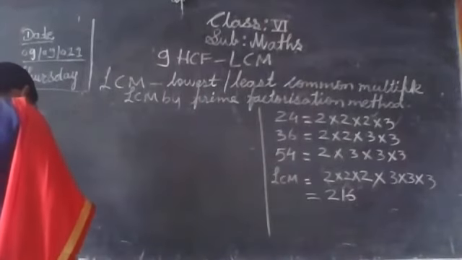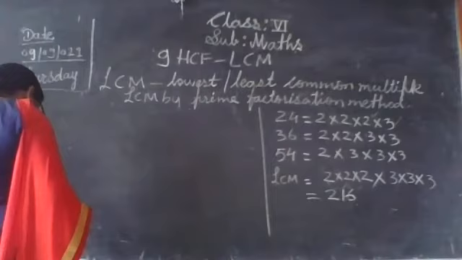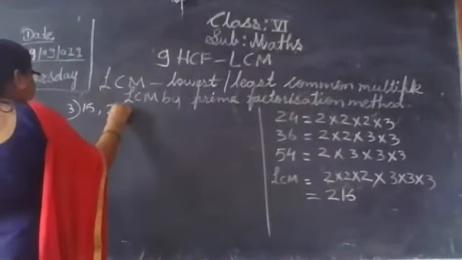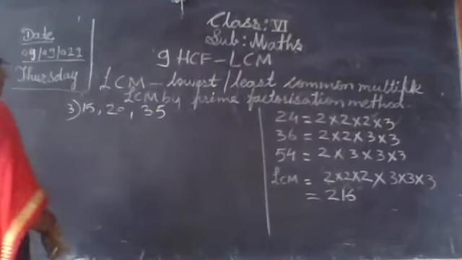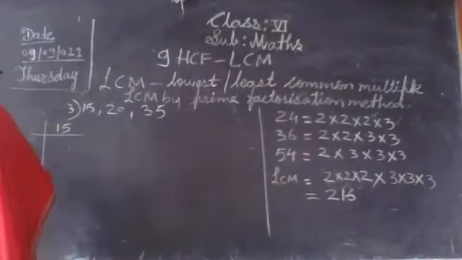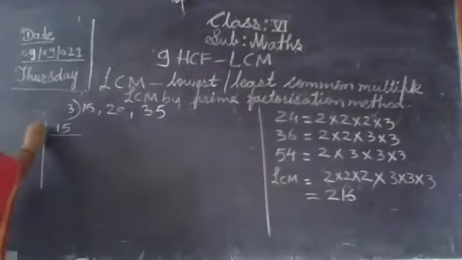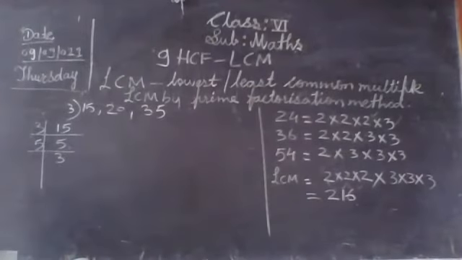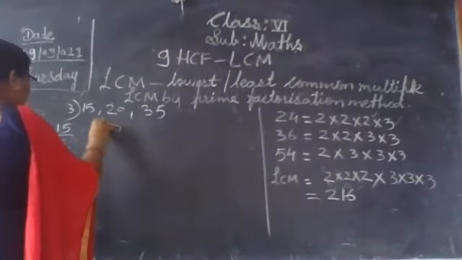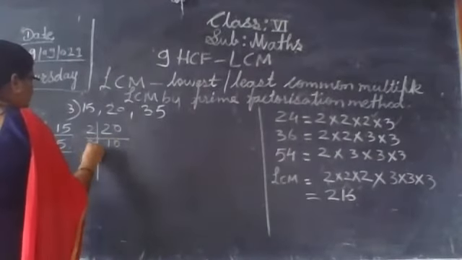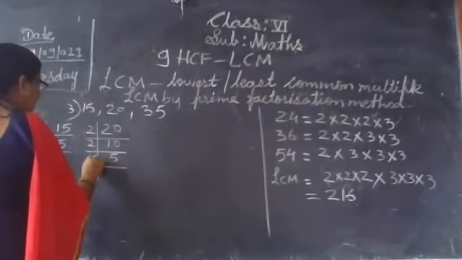So here we will try 15, 20, and 35. Okay, so separately we will find all the factors. 15: yes, it is an odd number. So 3 5s are 15 and 5 1s are 5. 20: even number. So we will take 2. 2 10s are 20, 2 5s are 10 and 5 1s are 5.